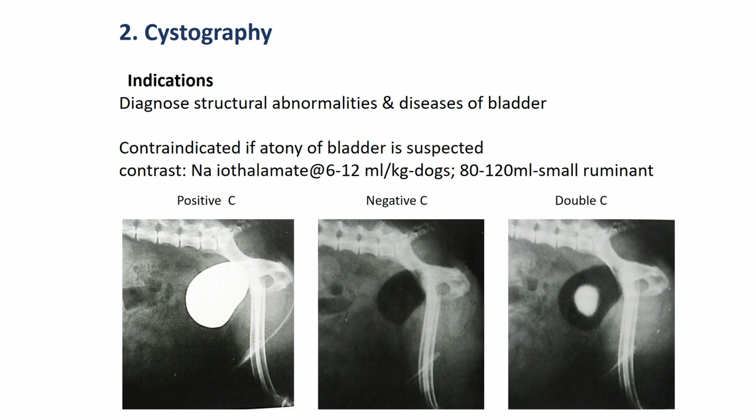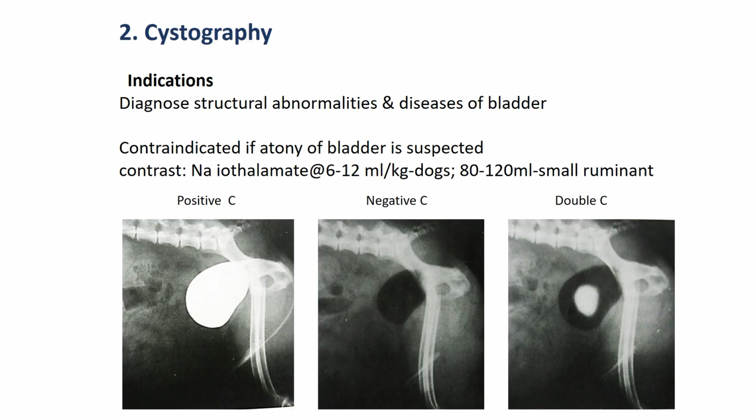After intravenous pyelography, we will discuss cystography. This is another contrast technique related to the urinary system. Cystography means the contrast radiography of the urinary bladder. The indication for cystography is to diagnose structural or any functional abnormality of the urinary bladder. This cystography is contraindicated in patients having atony of the bladder.